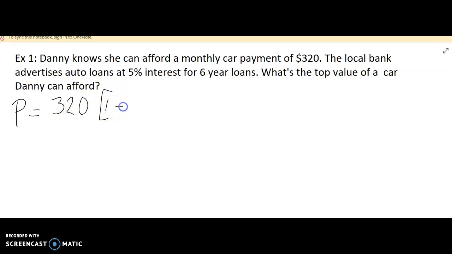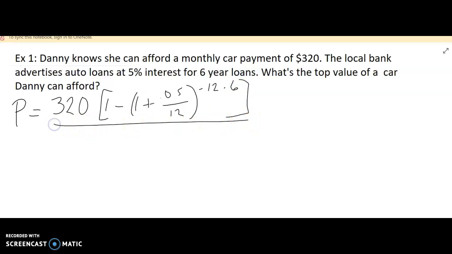So I'm going to walk through the keystrokes in a calculator for this one, if you will. Okay, so 5% is 0.05. We're dividing that by 12 because she's going to make monthly payments. And then there's 12 months in a year, and this is a 6-year car loan. All over R divided by N. Oops. I guess I could put values in for R and N. 0.05 over 12.